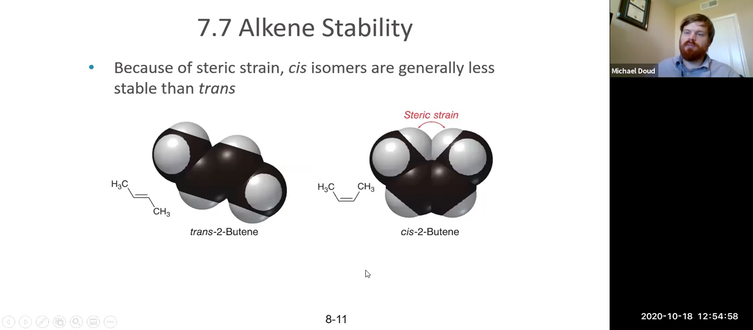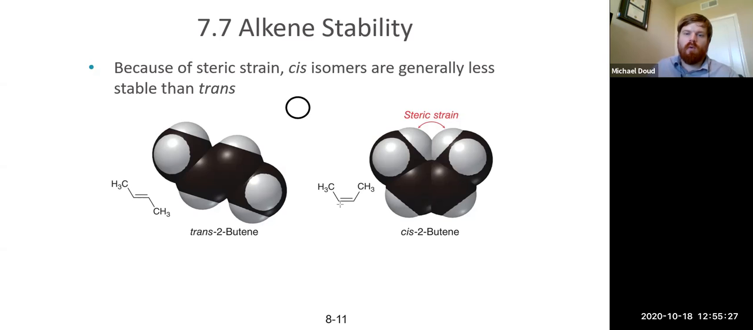Okay, so really briefly, we mentioned alkane stability before. Now, we also have something with alkene stability, which is basically the fundamental principle that cis isomers are going to be less stable than trans isomers. Now, the way you can tell this, and I should say generally, so there are some weird scenarios, but one thing to keep in mind is just draw a Newman projection and see how this works.